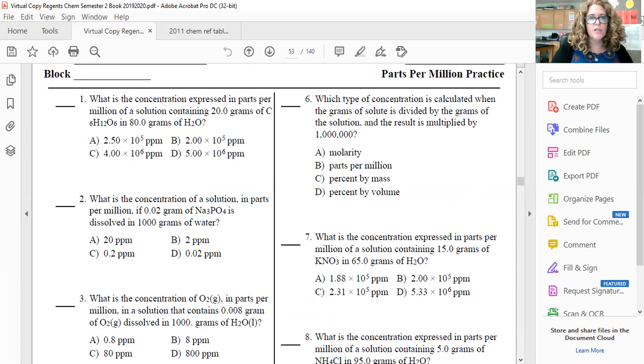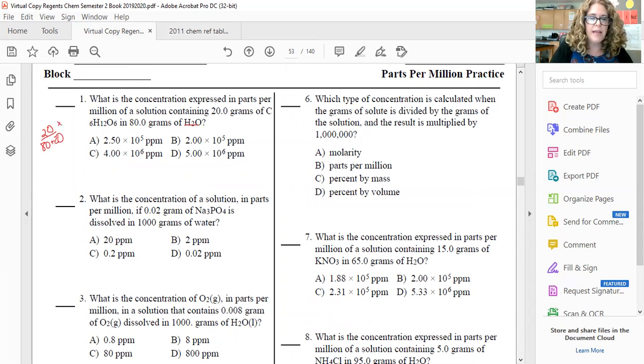What is the concentration expressed in parts per million? I have 20 grams, that's the mass of my solute, and that's going to be sugar, in 80 grams of water. Remember, it's not solution. I need the mass of the solute divided by the mass of the solution. So I'm going to do 20 grams divided by, and I'm just going to show it out, 80 plus 20, the 80 grams of water plus the 20 grams of sugar.